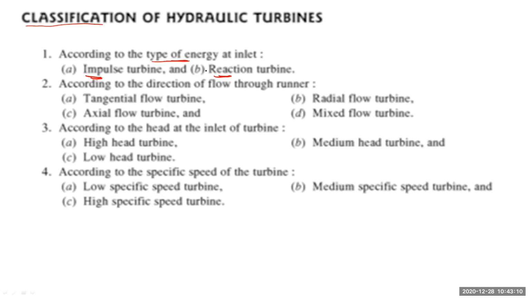Very important for your viva question: what is the difference between impulse and reaction? Both we will see in detail when all the construction and their velocity diagram we will go through. Then after that you yourself will tell me what is the difference between this impulse and reaction turbine. For the time being, keep in your mind an impulse turbine at the inlet has only kinetic energy, and for the case of your reaction turbine, the water possesses kinetic energy as well as pressure energy both.